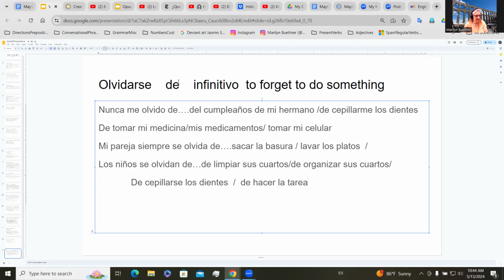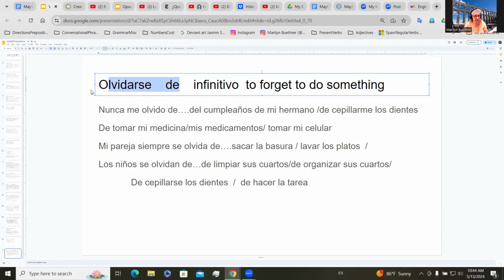Just like other verbs will often use a particular preposition, this particular verb uses this particular preposition de. Olvidarse de. Sí, Cindy, tienes pregunta. Quick question, when we say de hacer la tarea, if you wanted to say their homework, how would you do that?